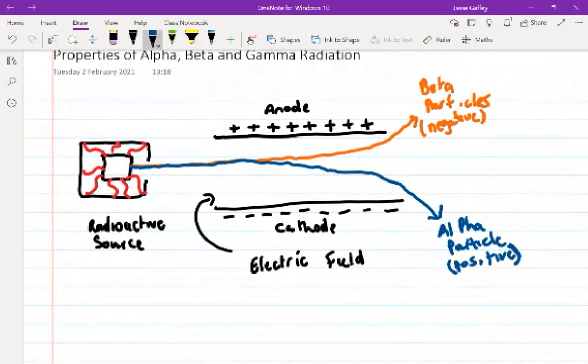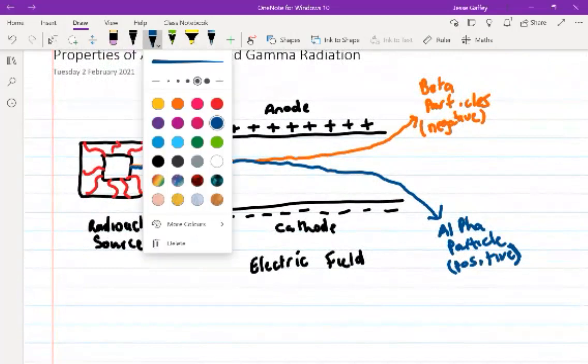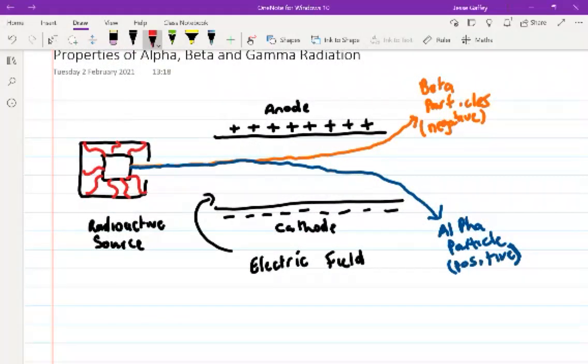The last type of radiation, let's imagine we're talking about gamma radiation. And gamma radiation is always emitted when one of these particles is emitted. Well, what's going to happen here? Well, gamma radiation is shown by the red line here. Gamma radiation has no charge. It's neutrally charged. So it is completely unaffected by the electric field.